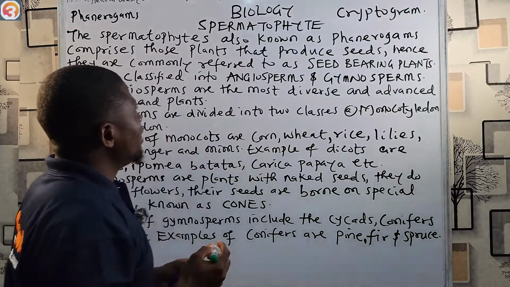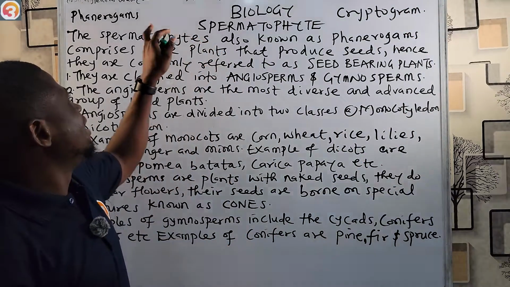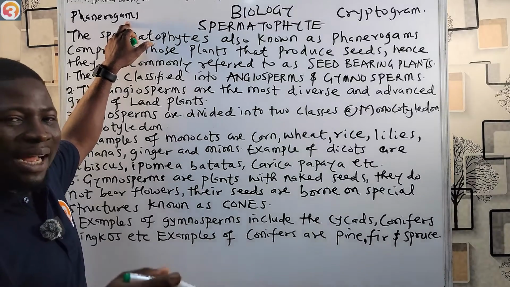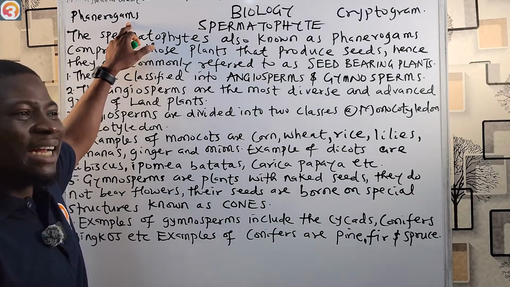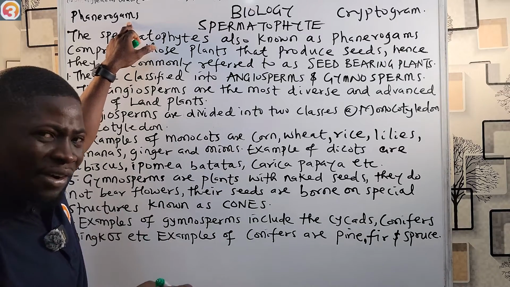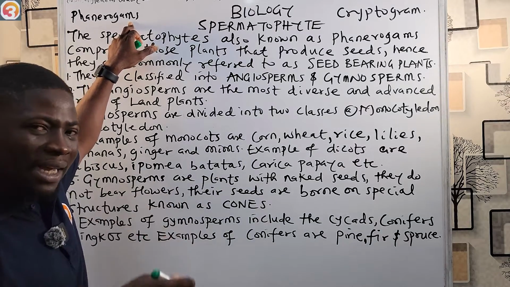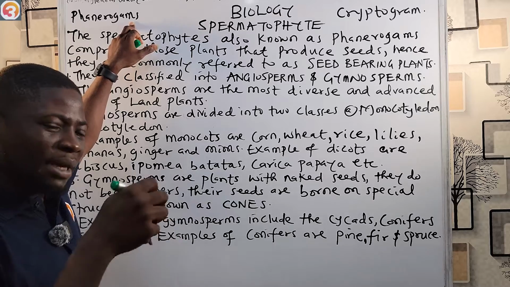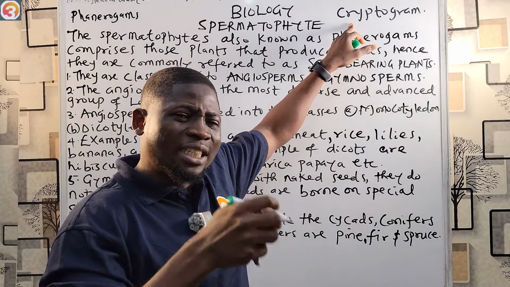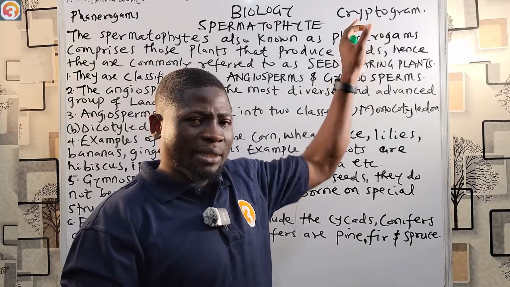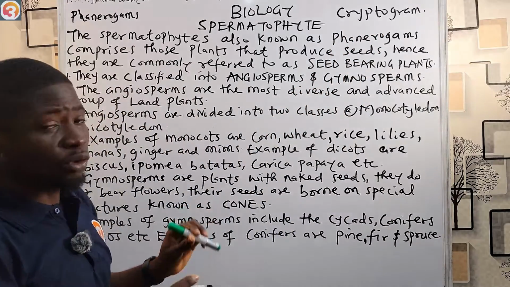Okay, now the phanerogams, right? They are the flowering and the seed-bearing plants. While the cryptogams, they are the non-seed-bearing and the non-flowering plants. All right. So you must take note of both of them.